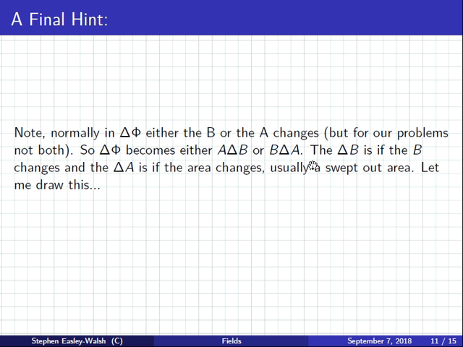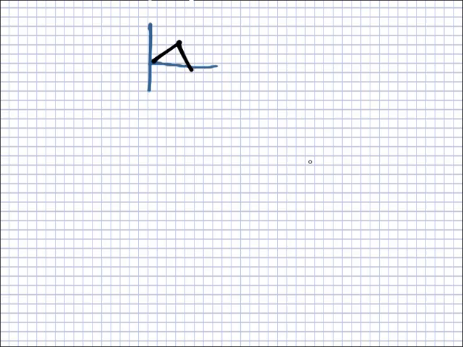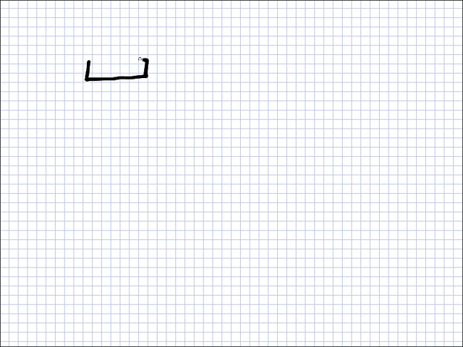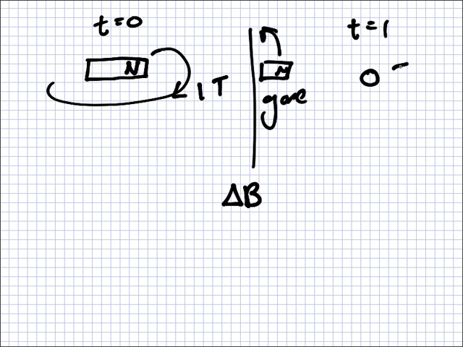Usually a swept out area. And let me draw that. So I'll give you just a picture to give you an example here. So suppose you have a magnet, and then maybe this is T equals 0, and then this is T equals 1, and then the magnet, you remove it, so it's gone. So this had a magnetic field, north to south, and now there's no magnetic field. So what has changed here? The delta B has changed. Okay, so for example, if this is 1 Tesla and now this is 0 Tesla, the delta B will be 0 minus 1. So minus 1 Tesla. Okay, that's how a B might change.